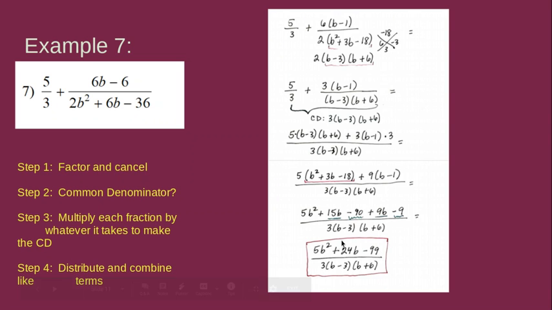15 and 9, those are both b terms. They combine to 24b. Negative 90 and negative 9 combine to negative 99. You don't need to factor the numerator, you just leave it alone. You don't need to FOIL the denominator, just leave that part alone. So that's a good enough answer for me. Call it a day.